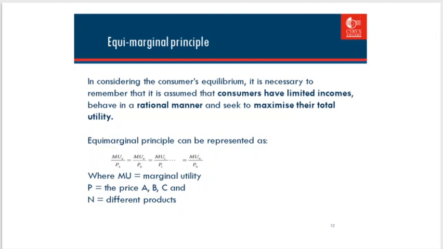Here is how to get the equi-marginal. We get it by marginal utility of product A divided by price of product A equals marginal utility of product B divided by price of product B. The result is supposed to be the same, so that will be equi-marginal.